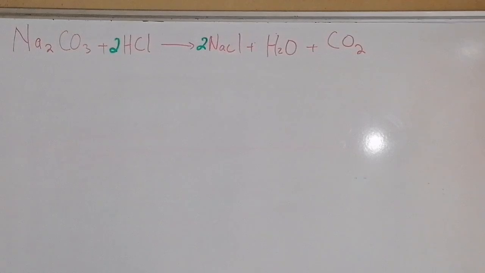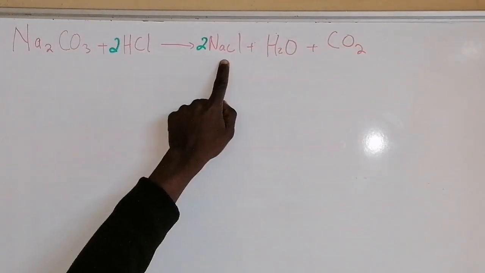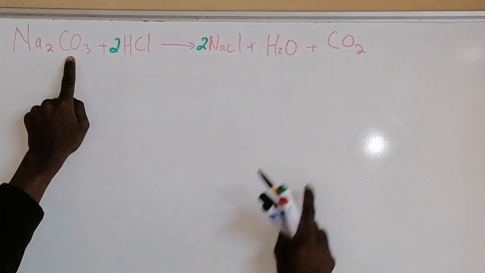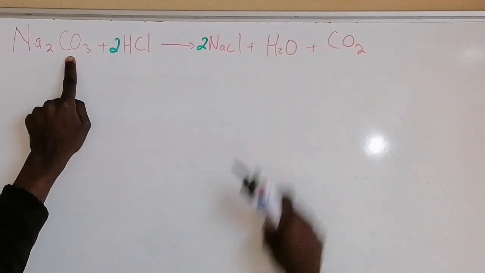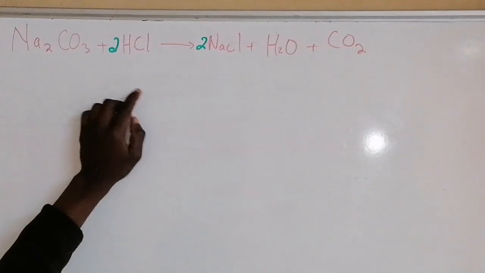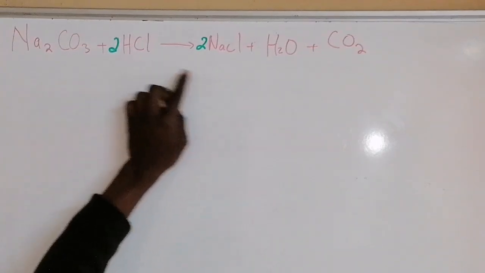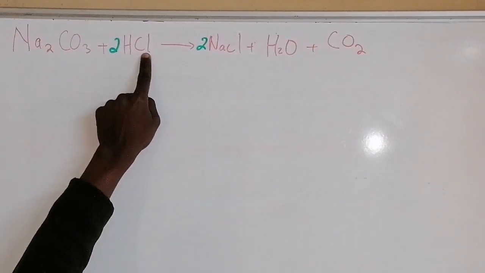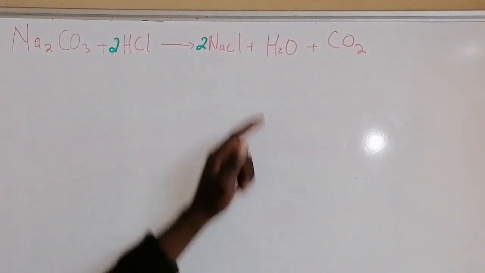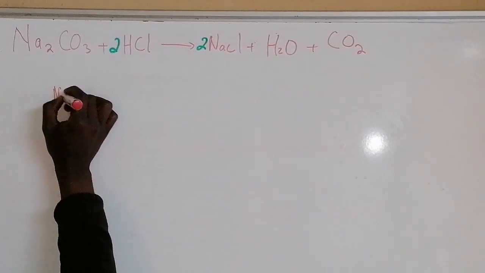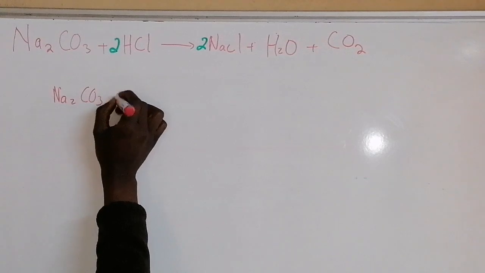Now let's check if this is balanced or not. Na2, Na2. C, or one carbon atom, 1 carbon atom. O3. We have 1 there plus this 2, it's O3. 2 hydrogen atoms, 2 hydrogen atoms. 2 Cl, or 2 chlorine atoms, 2 chlorine atoms. Therefore, it is balanced.